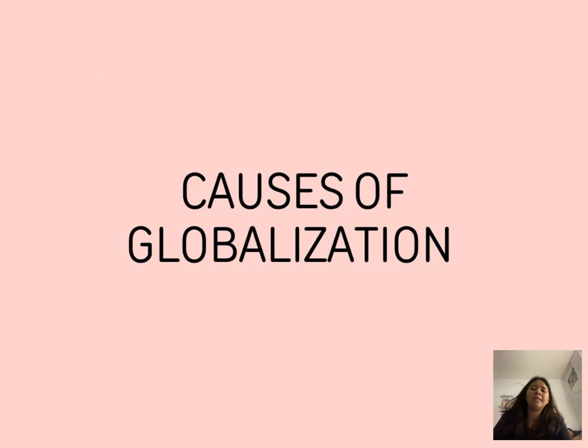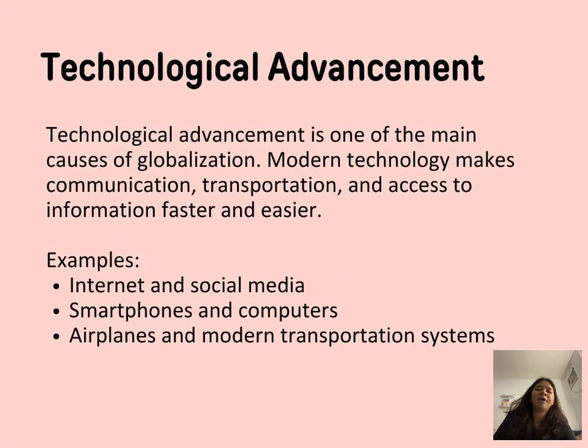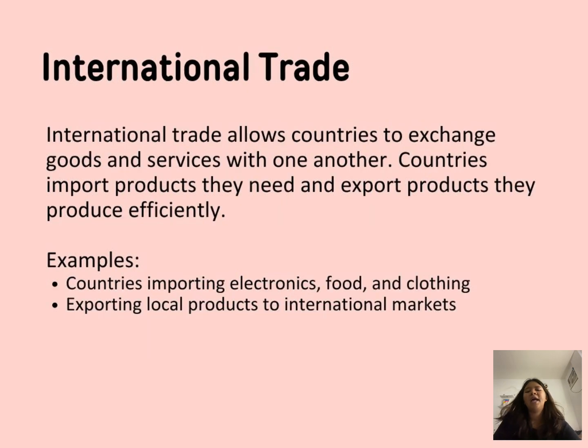What are the causes of globalization? Number 1 is technological advancement. Technological advancement is one of the main causes of globalization. Modern technology makes communication, transportation, and access to information faster and easier. Example, internet and social media, smartphones and computers, airplanes and modern transportation systems. Number 2, international trade. International trade allows countries to exchange goods and services with one another. Countries import products they need and export products they produce efficiently. Example, countries importing electronics, food, and clothing, and exporting local products to international markets.